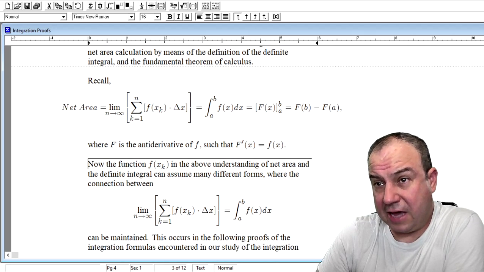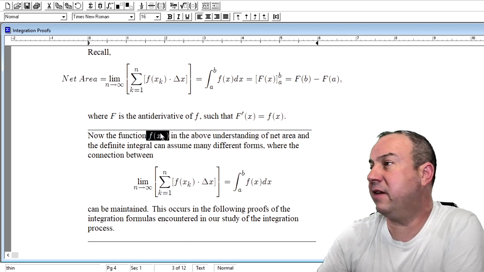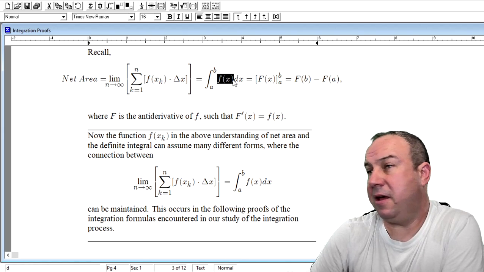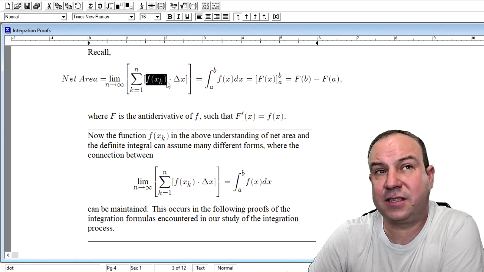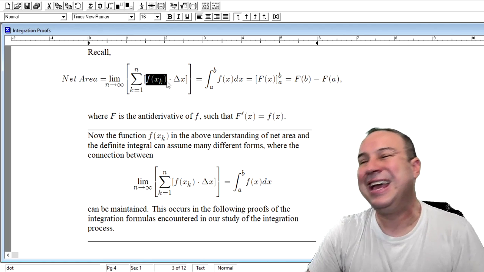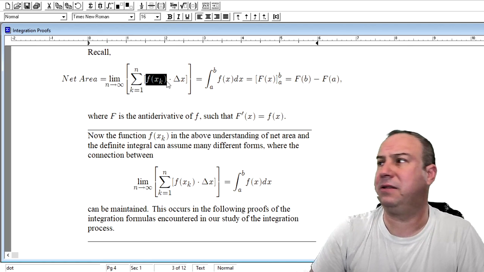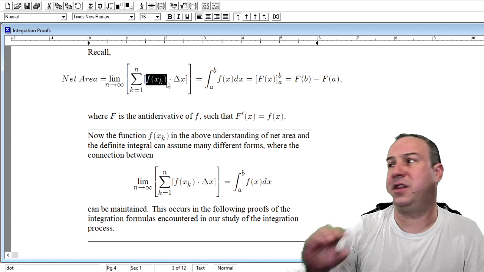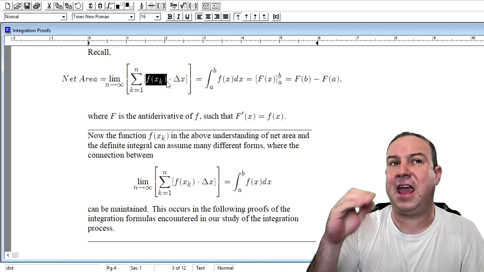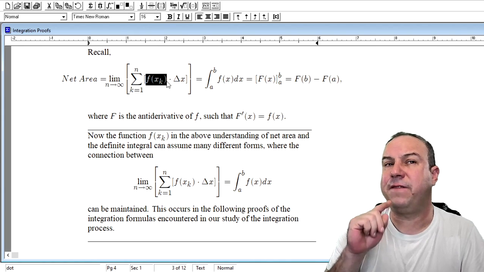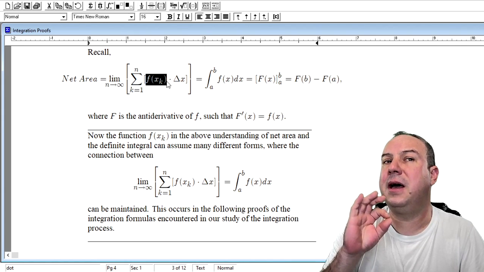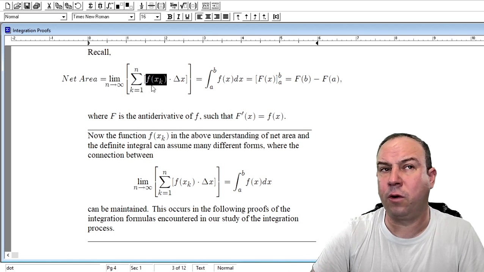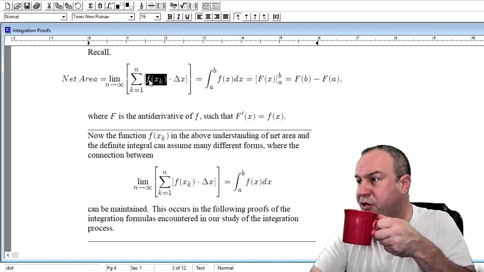Now, the way we're going to do that is by changing our understanding of f of x sub k in the above understanding. Right? Function f of x, or f of x sub k, in this Riemann sum calculation doesn't just have to be a scalar value function f, where we are interested in the net area trapped between that function f and the x-axis. That function f can assume different forms, or a different understanding, or a different interpretation, we might say.